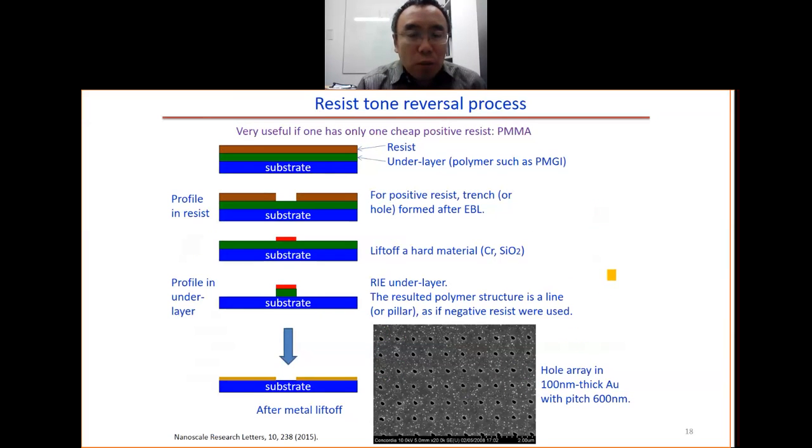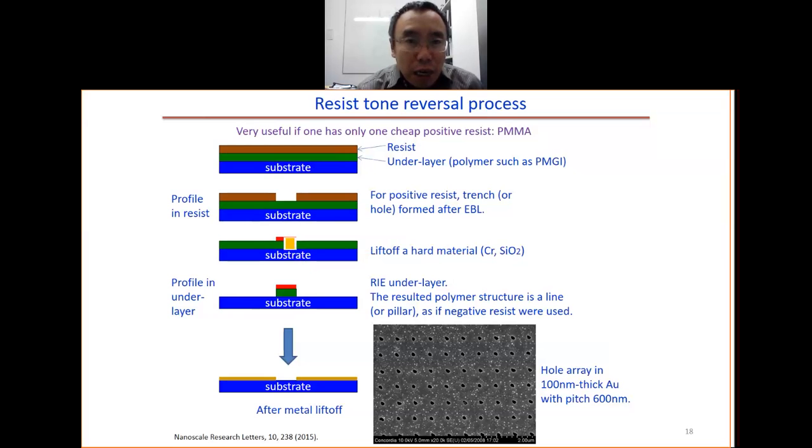Very often we have only one resist, only one positive resist, that is PMMA. How do we make the opposite patterns? This can be done by a process I call the double lift-off. In this case, we use a double layer of polymer. The top layer is the resist. The bottom layer I call the under layer. This can be a polymer such as PMGI, polydimethyl glutarimide. So you do the lithography, then you do the lift-off of a hard mask material like chrome or oxide.